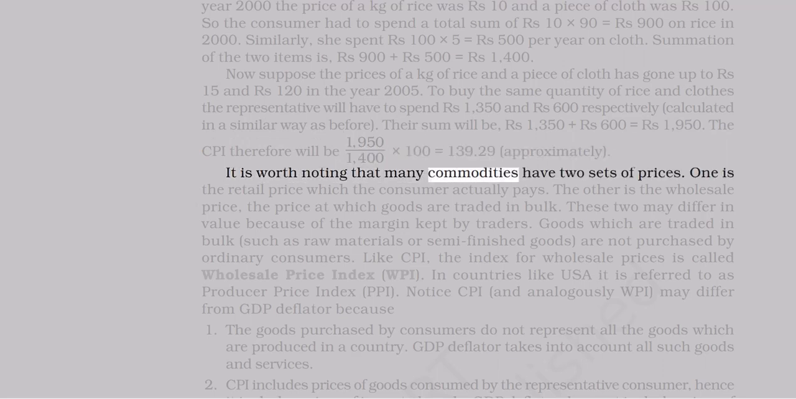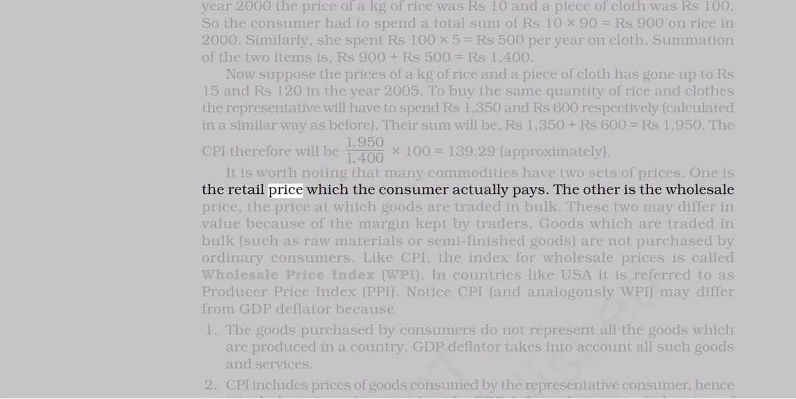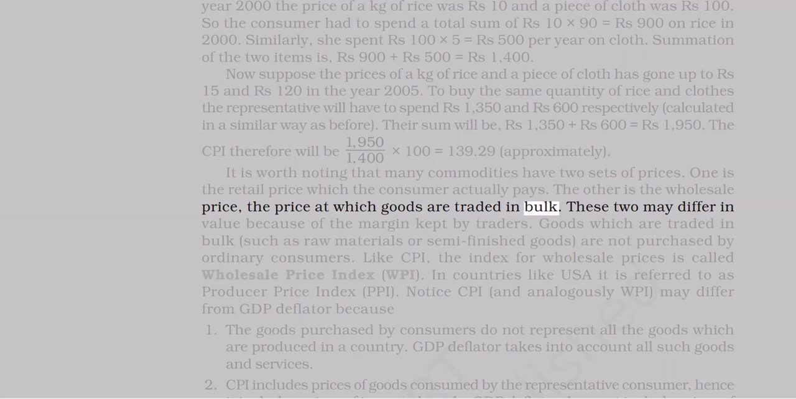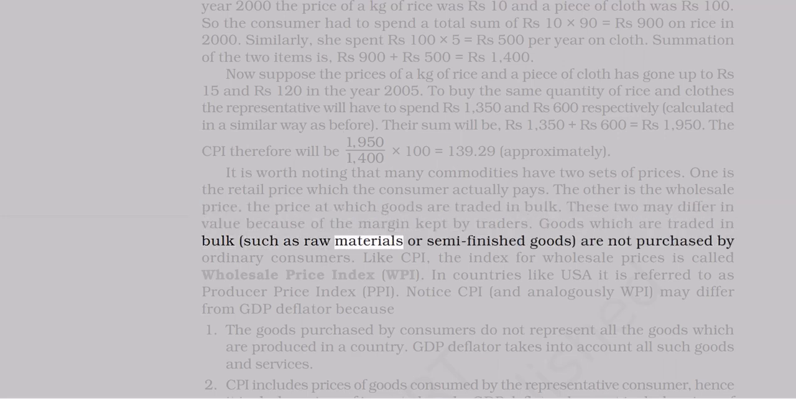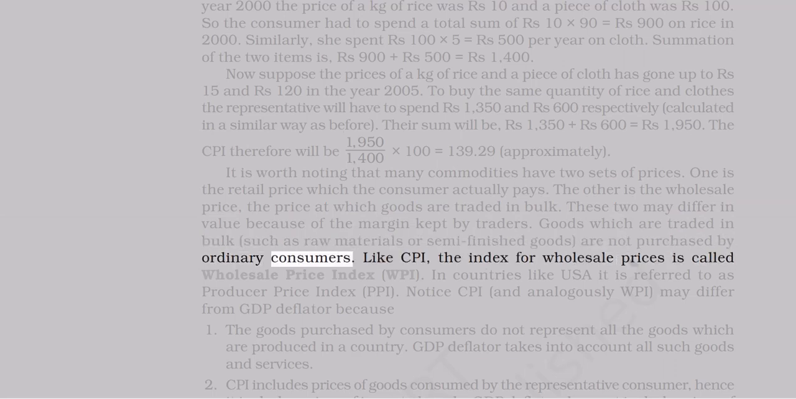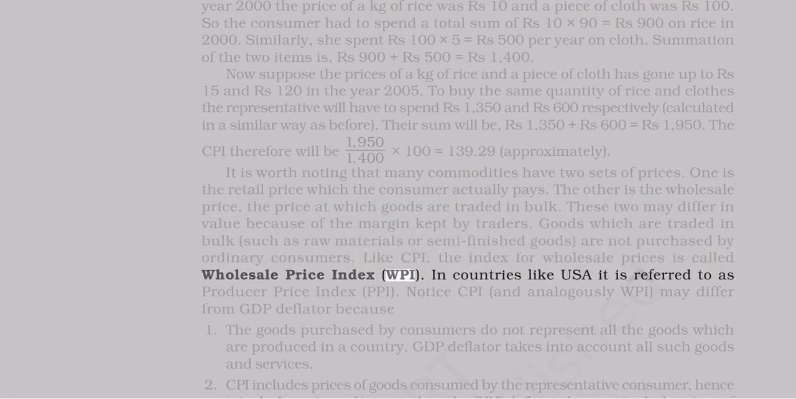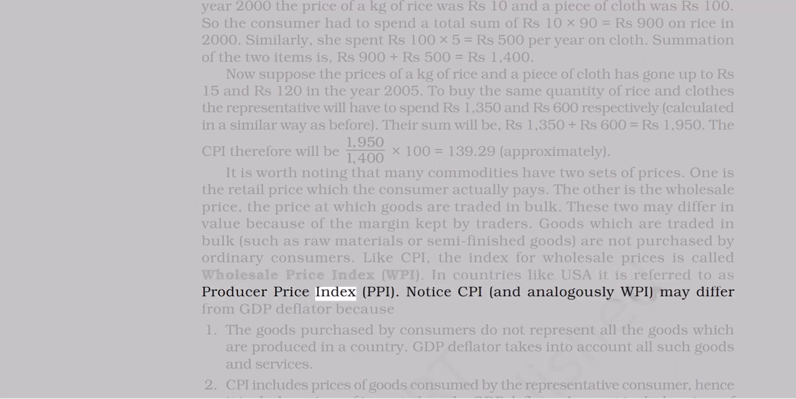It is worth noting that many commodities have two sets of prices. One is the retail price, which the consumer actually pays. The other is the wholesale price, the price at which goods are traded in bulk. These two may differ in value because of the margin kept by traders. Goods which are traded in bulk, such as raw materials or semi-finished goods, are not purchased by ordinary consumers. Like CPI, the index for wholesale prices is called Wholesale Price Index, WPI. In countries like USA, it is referred to as Producer Price Index, PPI.